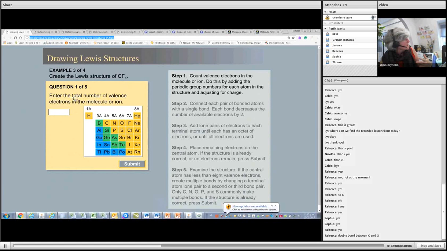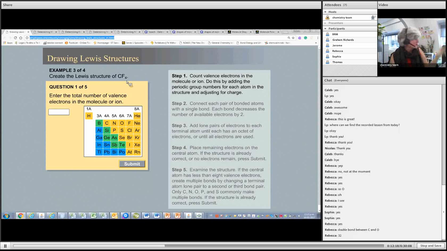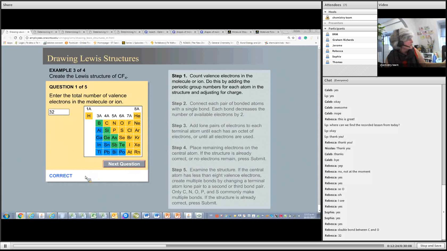So you enter, first of all, remember we said the total number of valence electrons. So we've got 4 for the carbon, and fluorine's group 17. So how many valence electrons is it, if it's in group 17? Okay, you got the total number. Great. Okay, so you do the 32 in there, you submit. This is correct. Next question.